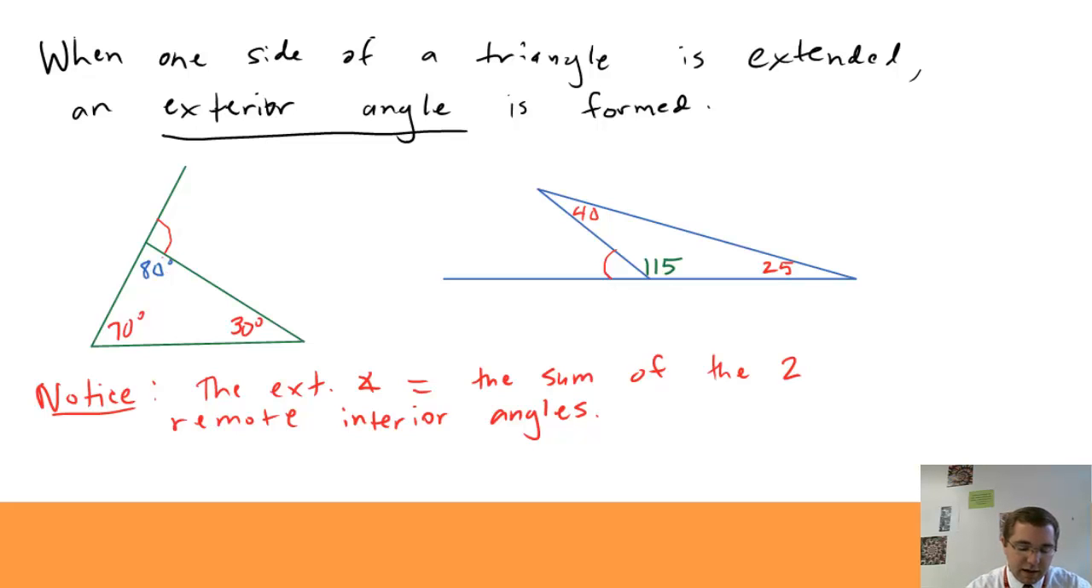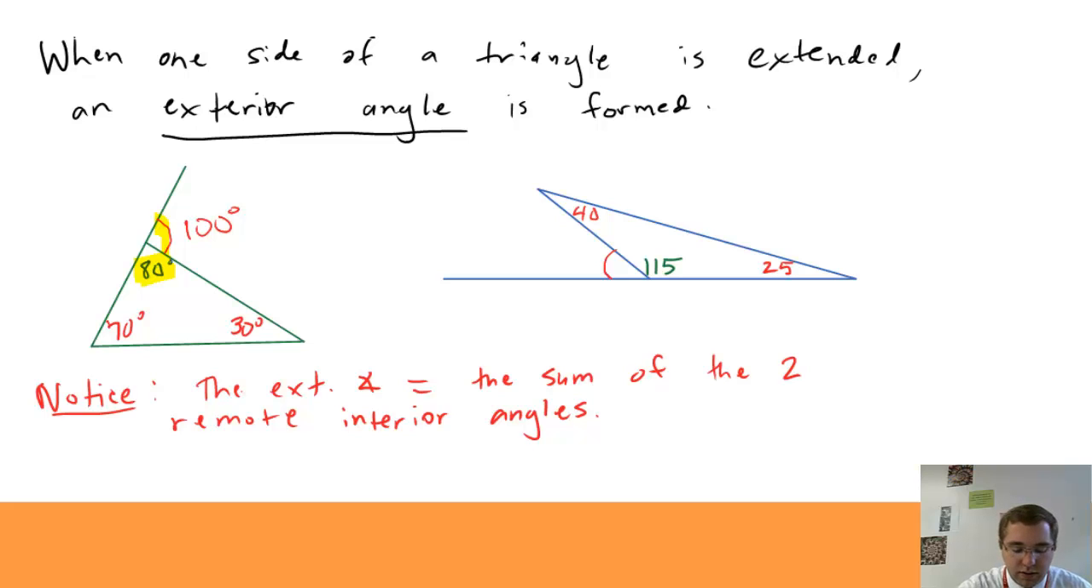Since it and the interior angle next to it, so this angle and the angle that's 80, together form a straight angle, they have to add up to 180 degrees. That means the exterior angle has to be 100 degrees. It's not a coincidence that 100 is 70 plus 30, and the 70 and 30 are the two angles in the inside of the triangle that aren't 80. Those two angles are called remote interior angles. They're interior to the triangle, and they're remote because they're not related to the exterior angle.